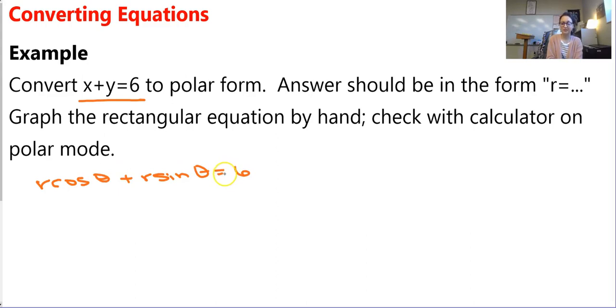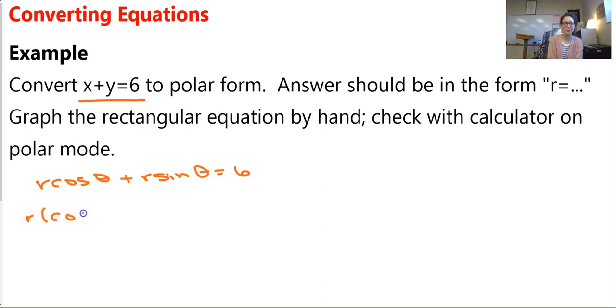Now I want to get r by itself. So what I want to do now is collect any terms that have an r in them on one side, everything else on the other. Well, that's already done for us, right? These two terms both have a factor of r in them, and this one doesn't, it's on the other side. Once you've collected those terms, go ahead and factor out your r.